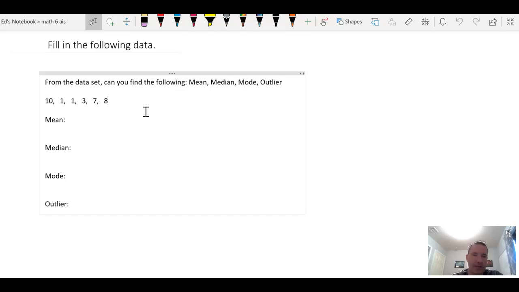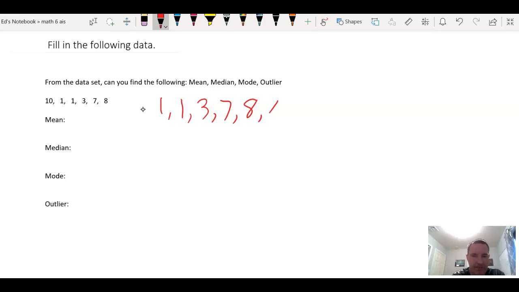All right, if you hit pause, we'll come back now, and once again we're going to figure out what our mean is. I'm going to put them in order just because it's a little easier for me to add them up in my head. 1 plus 1 is 2, plus 3 is 5, plus 7 is 12, plus 8 is 20, plus 10 is 30. So when I add them all up, I get 30. That's the first part of the mean, but now we have to count how many numbers we have in our set. We have 6. So 30 divided by 6 equals 5. So how many got 5? Hopefully everyone did for the mean.